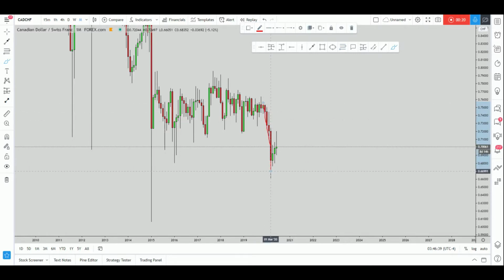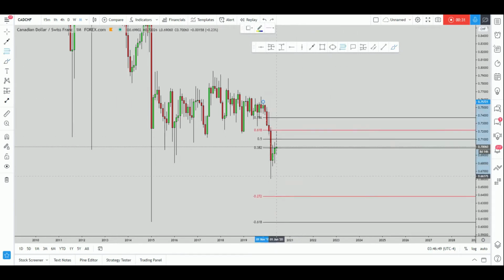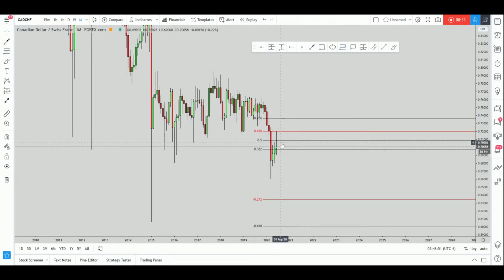Now, on the monthly, we see that the market has created a strong impulse followed by a retracement. Now, if you want to measure a retracement in the market, what are you supposed to be doing? Taking your Fibonacci on the impulse, so from the high to the low of the impulse. And we can see that the market rejected exactly the 0.618 Fibonacci retracement.